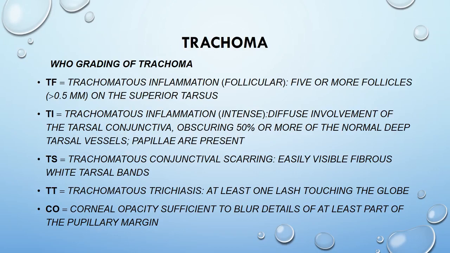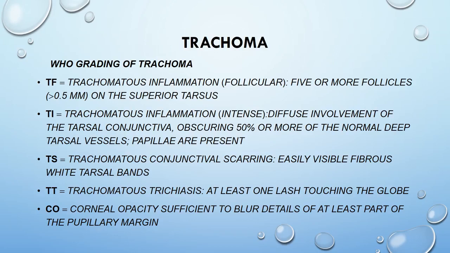Diagnosis: the features of trachoma are divided into the active inflammatory stage and the cicatricial chronic stage with considerable overlap. In front of you, the WHO grading of trachoma. TF, trachomatous inflammation, follicular: 5 or more follicles, more than 0.5 mm in size on the superior tarsus. TI, trachomatous inflammation, intense: diffuse involvement of the tarsal conjunctiva, obscuring 50% or more of the normal deep tarsal vessels.